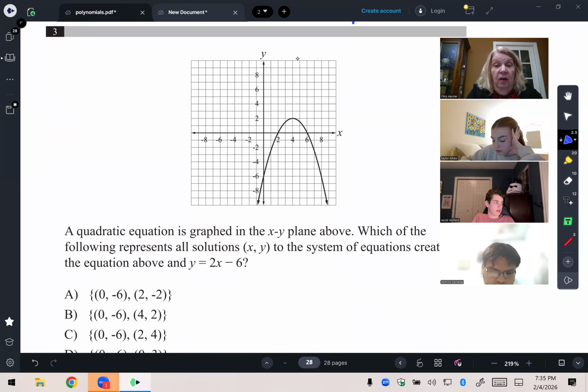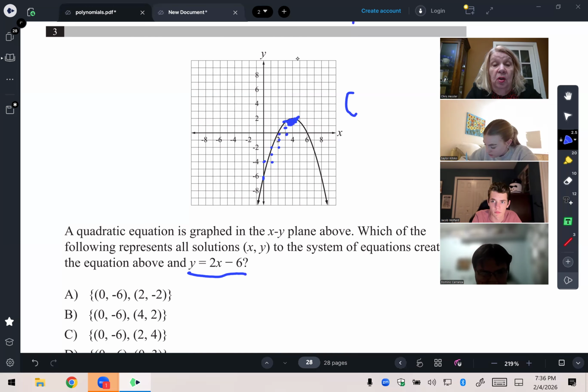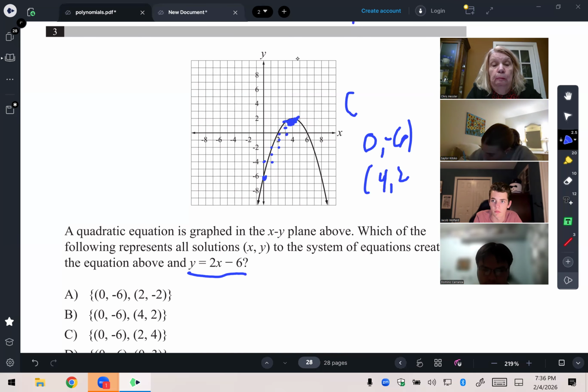So we have our parabolas given. We're drawing the line. So our slope is 2. So I'm just going to go up 2 over 1, up 2 over 1, up 2 over 1, up 2 over 1. And so our solution set would be (0, -6) and (4, 2). And so that's going to be answer choice B.